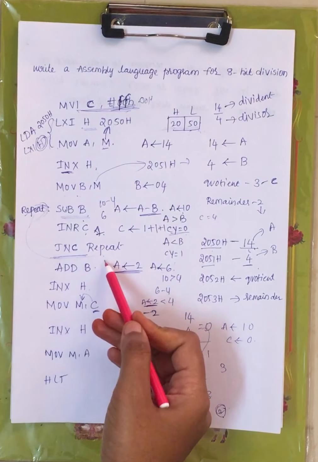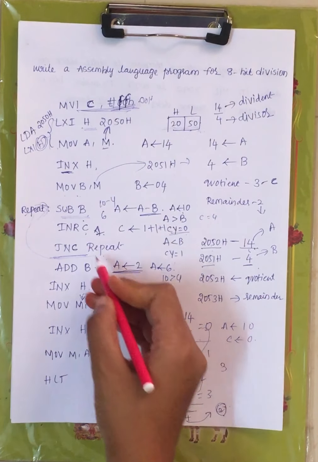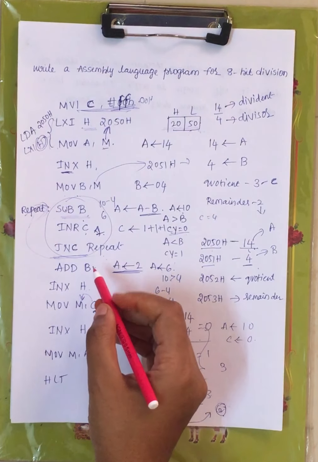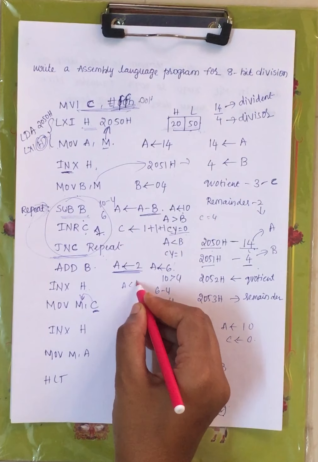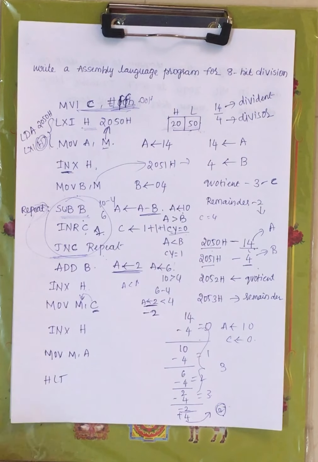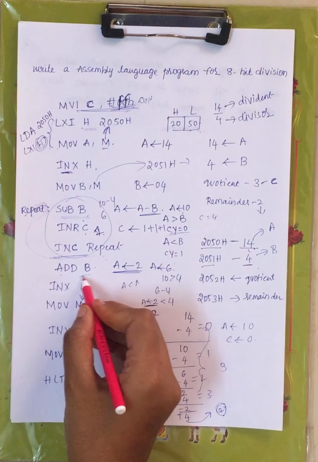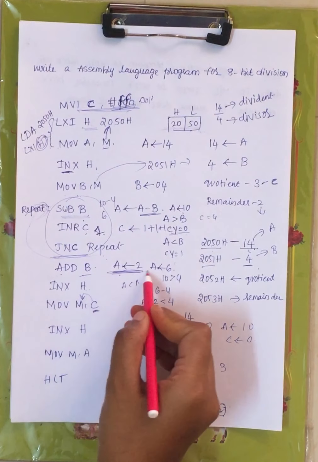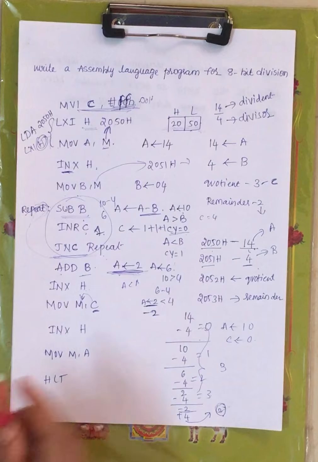Now J and C repeat, right? This loop will follow till you are getting the negative result. Once A is less than B, it will come out of this loop. To that A we are adding the divisor, and finally you'll get some remainder, right? After the addition you'll get some value, that is the remainder, right?